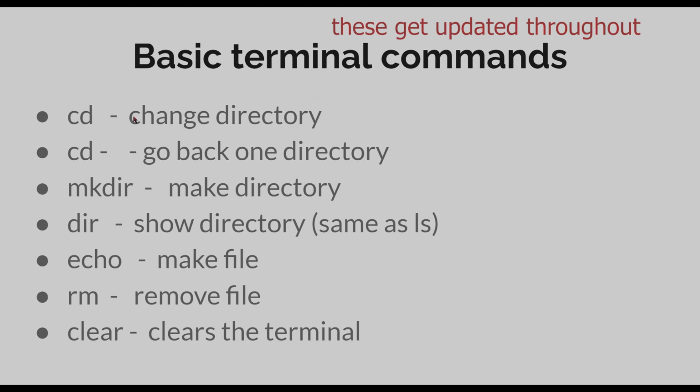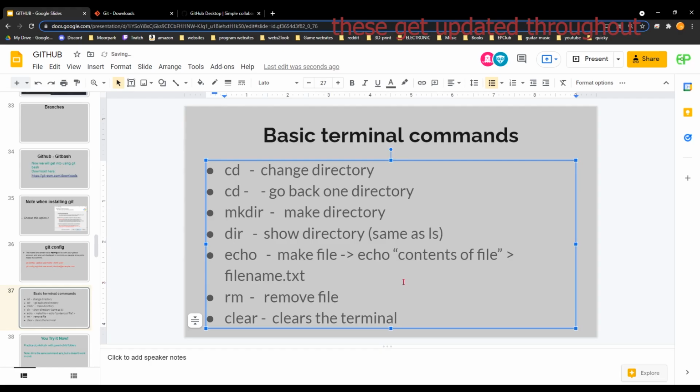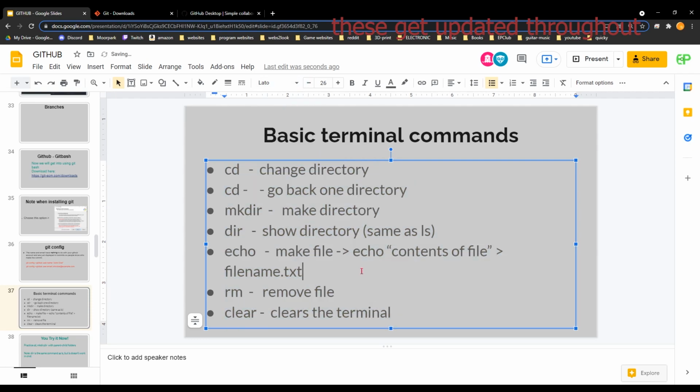Again, these are the basic terminal commands, just simple ones. cd, you can change directories. For me, cd dash seems to work to go back up one directory. So if you're in a folder, you can go back up one folder, and then you can use mkdir to make a directory, dir to show the directory, echo to make a file, rm to remove a file from the directory you're in, and clear clears the terminal. What echo does is echo the contents into that file and create it.